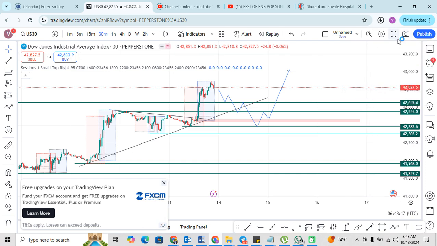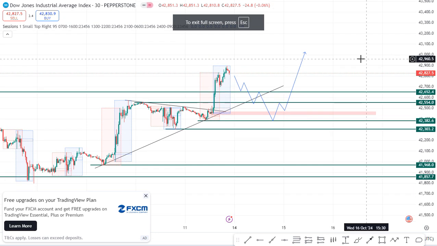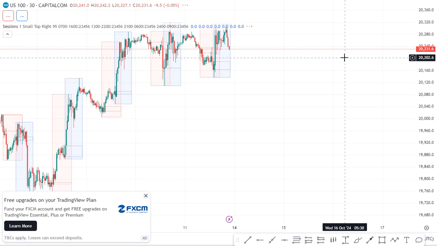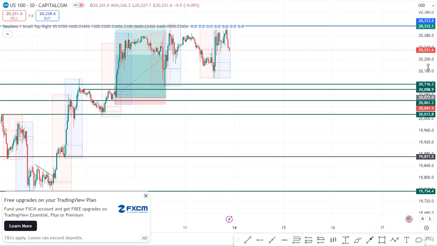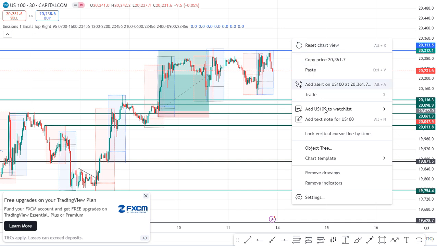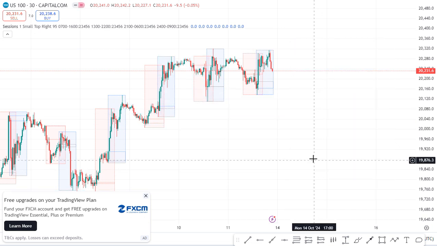Okay, that was my USDT. Now let's move on to Nasdaq 100. Nasdaq and USDT almost move the same way, the same direction. If one goes, then you must know the other one will follow as well.